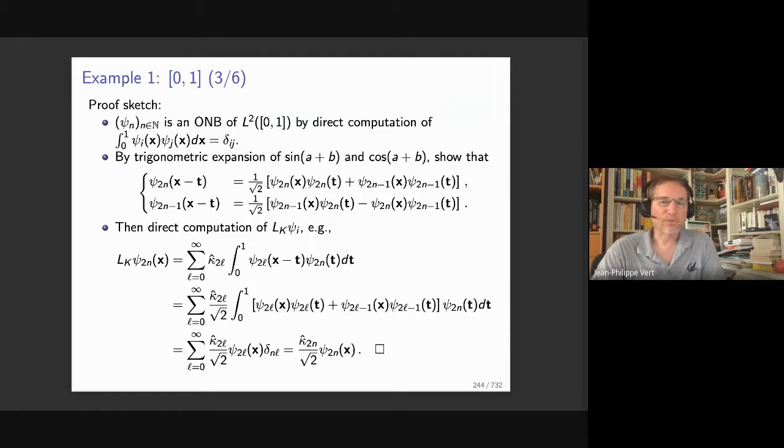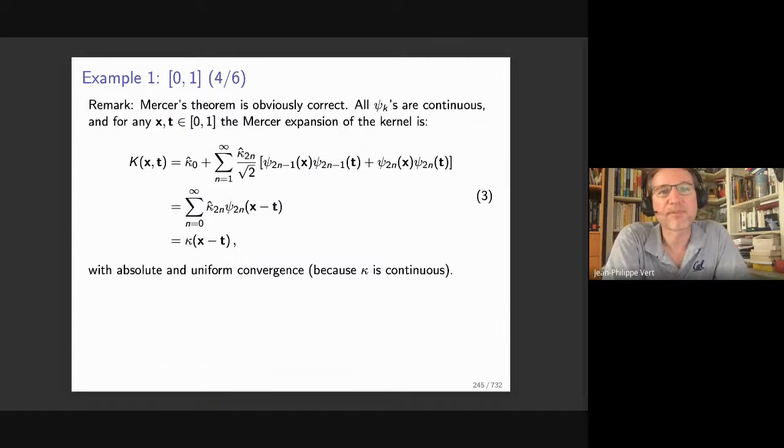I will not go through the details of the proof. Maybe you can check the slides. And anyway, it's just a sketch, but it's just a matter of computing. For example, if I jump to the last one, when you want to show that Lk psi 2n is equal to lambda something times psi 2n, you just compute it. And quite a standard computation gives you the answer. So I think it's a good exercise to try to reproduce this computation by yourself and fill out the details here.